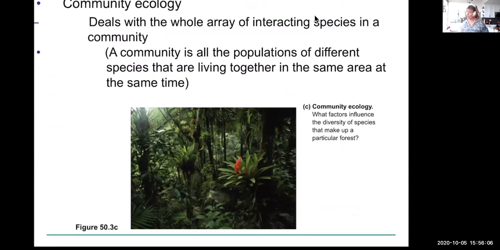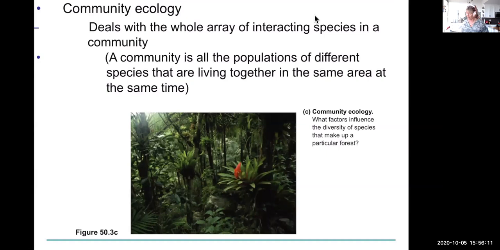Community ecology deals with interacting species in a community. We're looking at predator-prey relationships and that kind of thing. So we might ask a question like, which factors influence the diversity of species that make up the forest? There's an enormous difference between the diversity of organisms in the tropics and the diversity of organisms in our temperate rainforest.